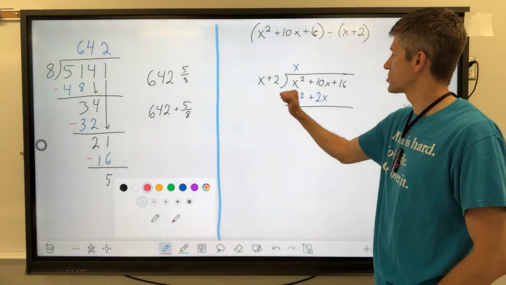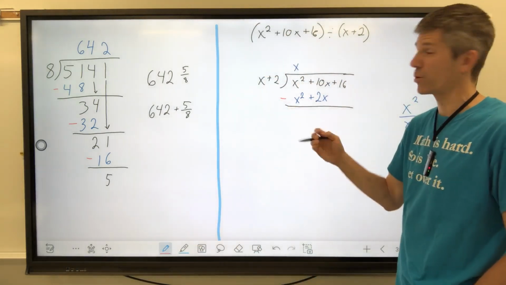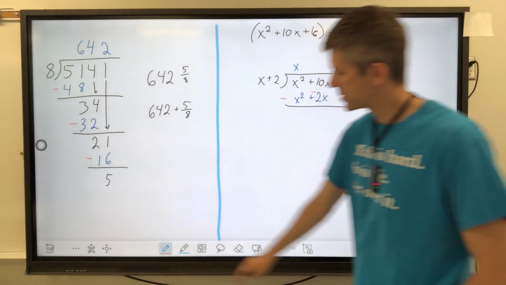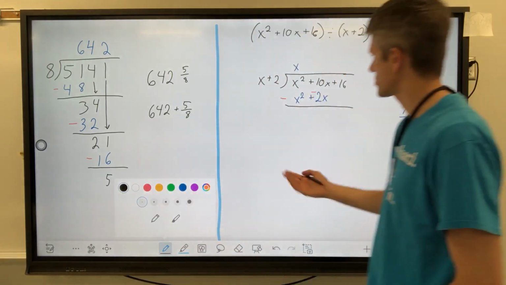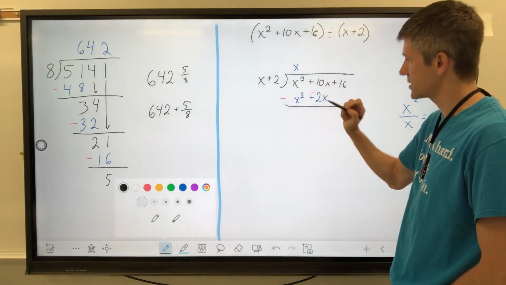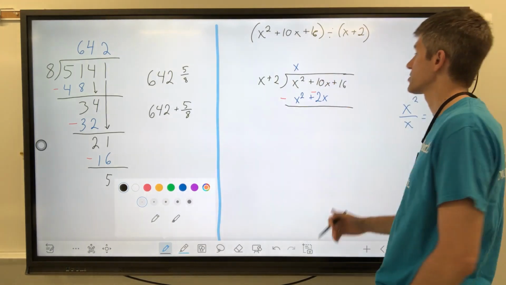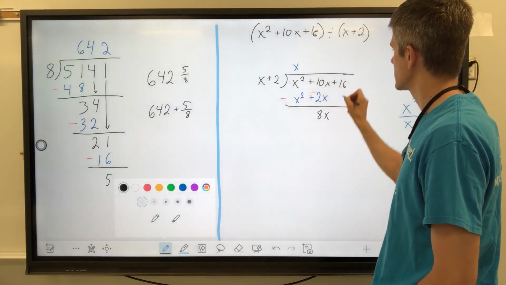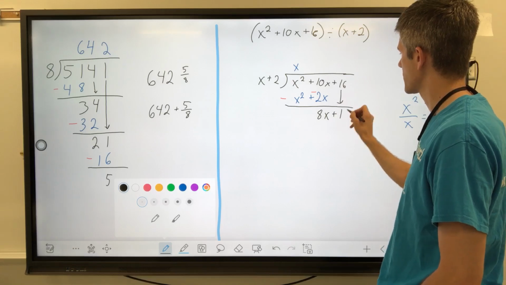We're going to subtract this entire thing, which really means I'm going to change both signs. If they were negative, I'd change them to positive. And at this point, we will change your signs and add them. So x squared minus x squared is 0. Mission accomplished on that. 10x minus 2x is 8x. Let's bring down the 16, plus 16.